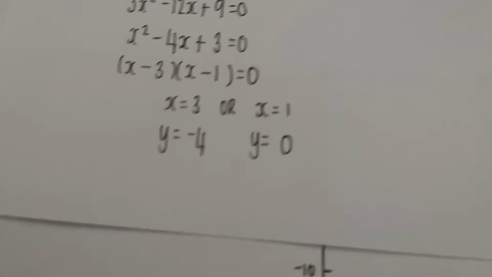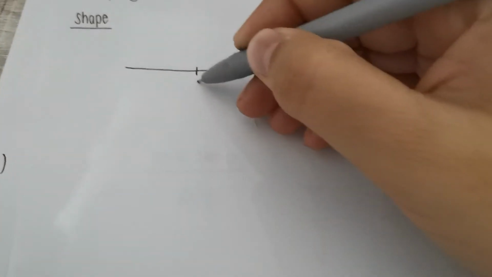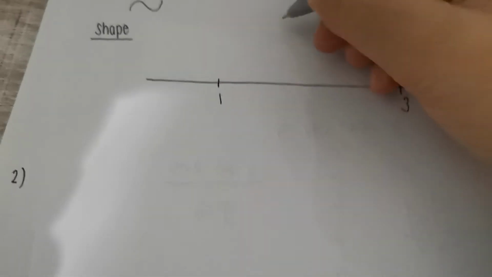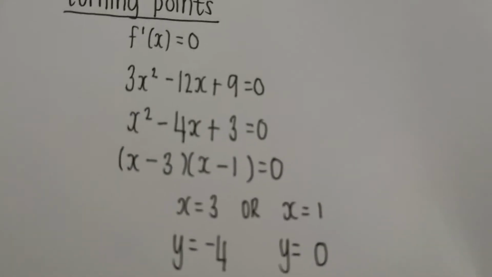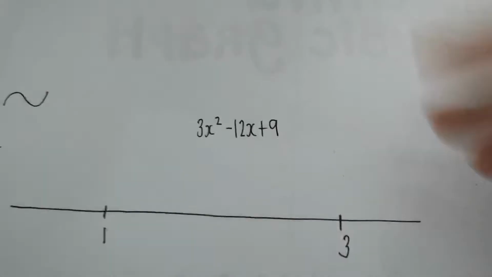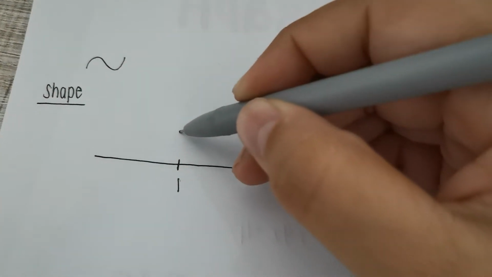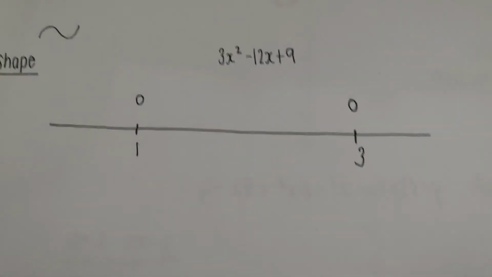Okay, so you take these 2 points over here, which is 3 and 1. Okay, we go with 1 and 3. The derivative was 3x squared minus 12x plus 9. Okay, now we know at this point over here, it gives us 0. The gradient here is 0, because it was where we made the first derivative equal to 0.